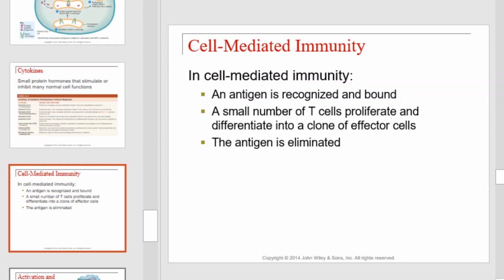Cell-mediated immunity. In cell-mediated immunity, an antigen is recognized and bound. A small number of T cells will proliferate and differentiate into a clone of effector cells, and then the antigen will be eliminated.